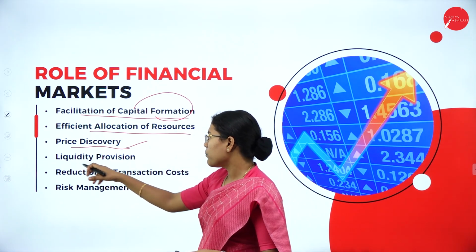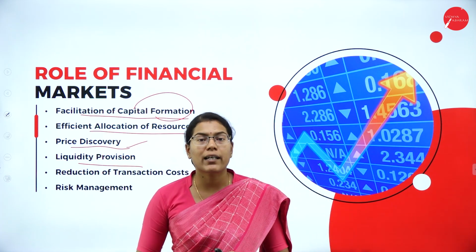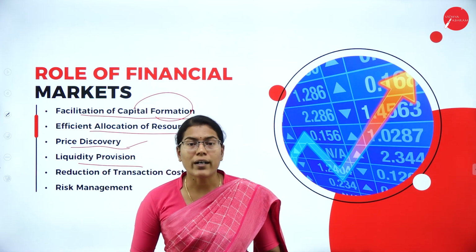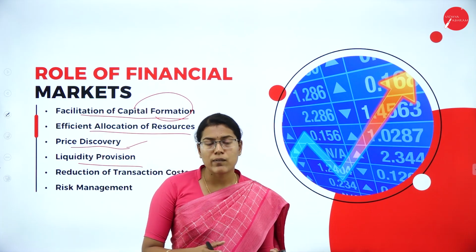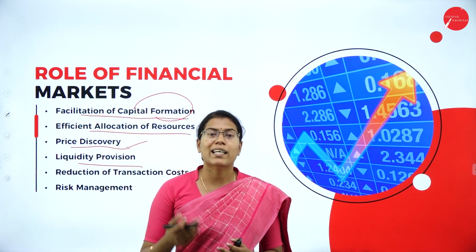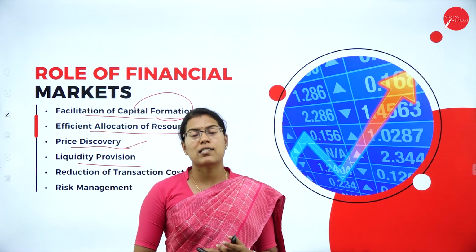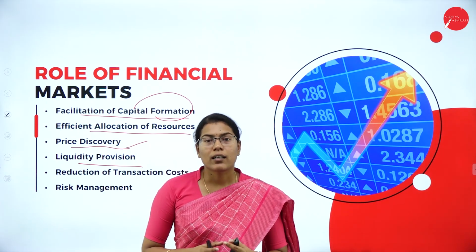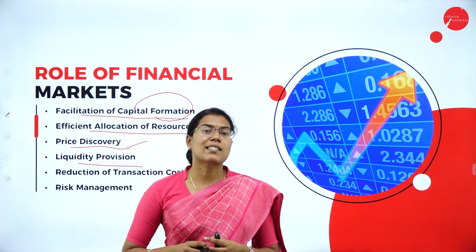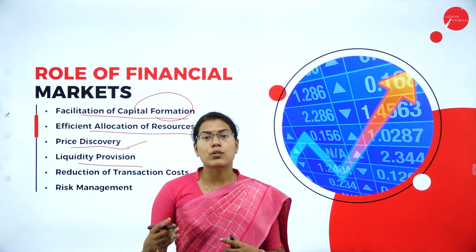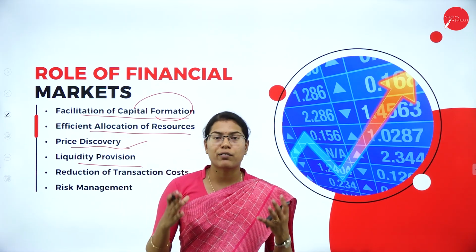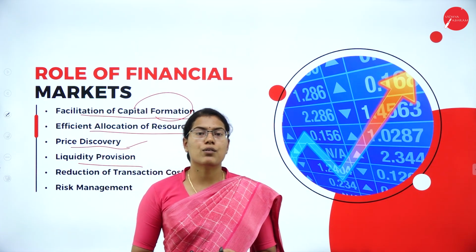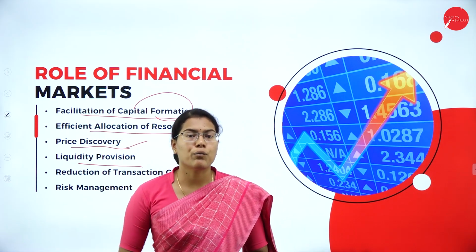Next is liquidity provision. That means the financial markets also provide the option of liquidity to their investors. So it's not that it is longer term and the investors cannot withdraw their money. Whenever they want, they can sell their stocks and financial securities, even before the maturity date, except certain instruments which have lock-in periods. They can sell whenever they want, and we have a very good digitalized financial system where the sold amount is credited to the bank accounts of the investors within 3 to 5 working days.